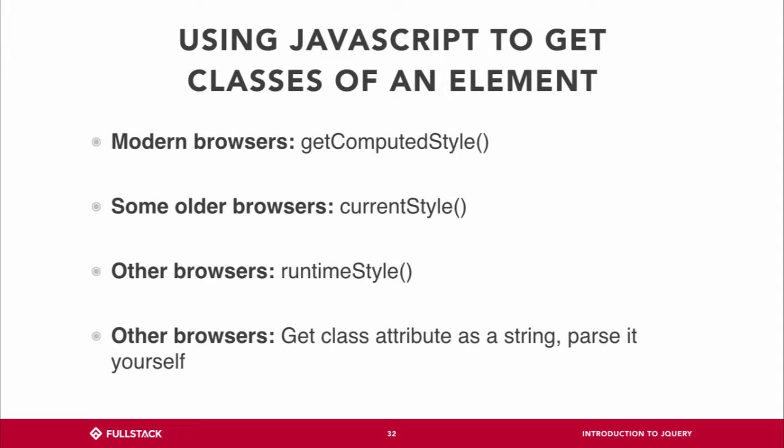So, as an example of this, depending on how your browser's implementation of JavaScript looks, there could be different ways of doing the same thing. If you wanted to get the style of an element, in modern browsers there's a method called getComputedStyle, whereas in older browsers you might have something like currentStyle, and other browsers might do things differently. Maybe you'd even have to get this class as an attribute and parse it.